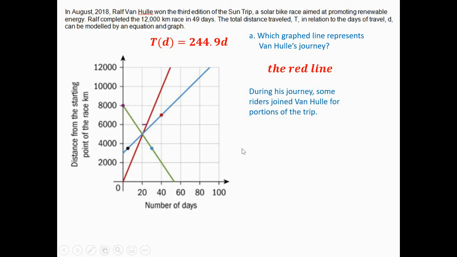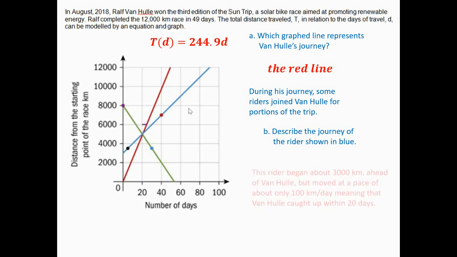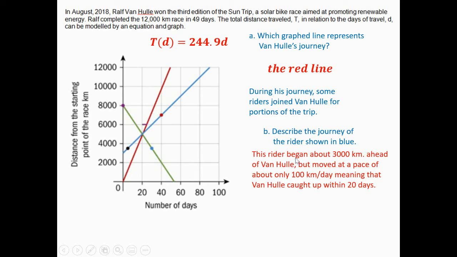Next question. During his journey, some riders joined Van Hoele for portions of the trip. And first one, describe the journey of the riders shown in blue. So in words, what's going on there? And talk about their speed, talk about where they started, when they joined Van Hoele. Tell us as much as you can. Okay, looking at that one, we can say this rider began about 3,000 kilometers ahead. You can see Van Hoele began at 0, but this person began 3,000 kilometers ahead of him.